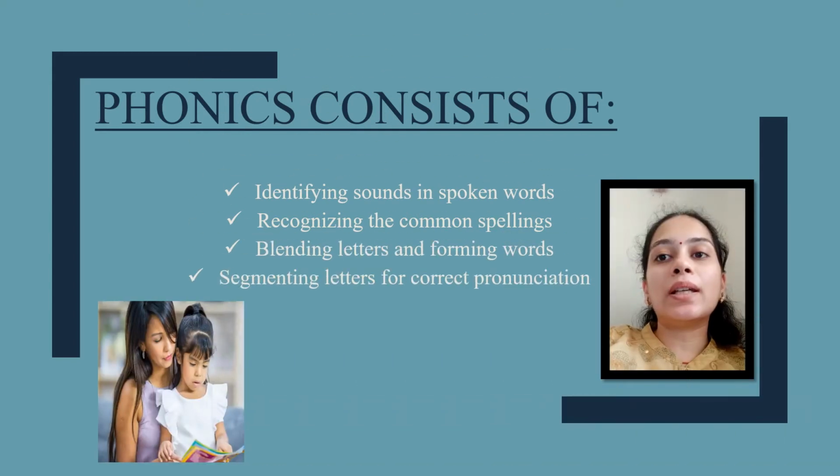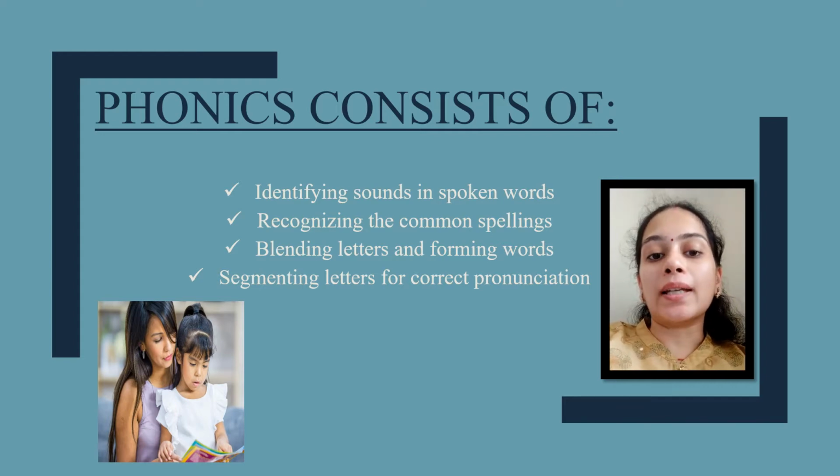This basically consists of 4 things. First, identifying sounds in spoken words. If I give them a word written on the board, say for example, sun, they will read it with the sounds that we have taught them. Sun. So it is very easy for them to read.